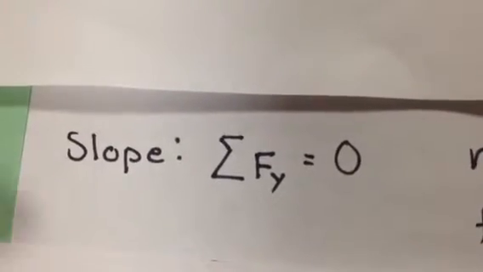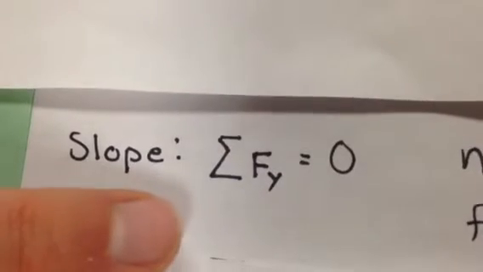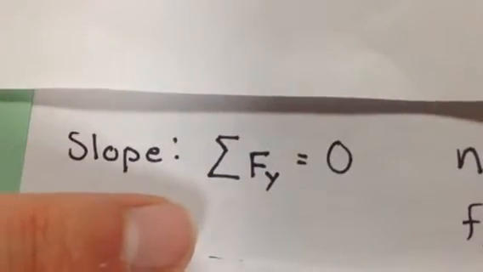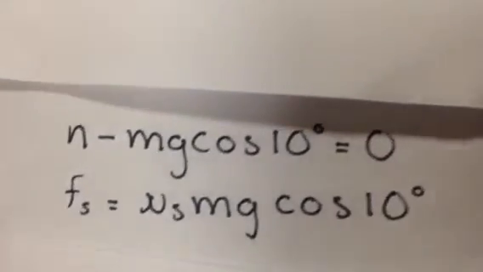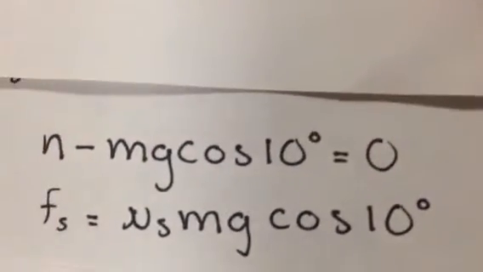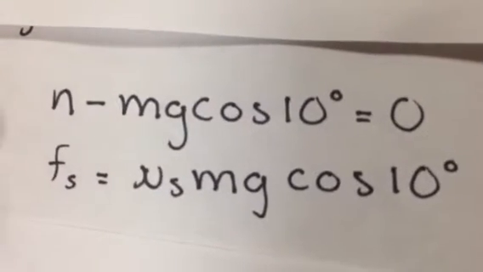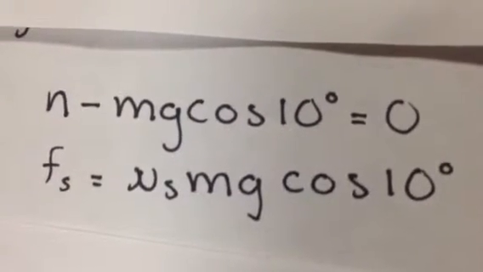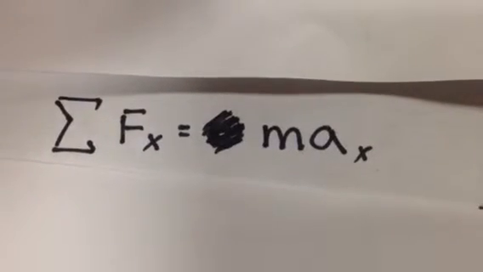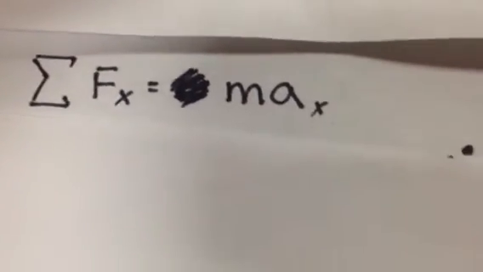We know that on the slope, the net force in the y direction is equal to 0. Now we know that the normal force minus the force of gravity is also equal to 0, and that the force of static friction is equal to mu s mg cosine 10 degrees. Now we know that the force in the x direction is equal to mass times acceleration.